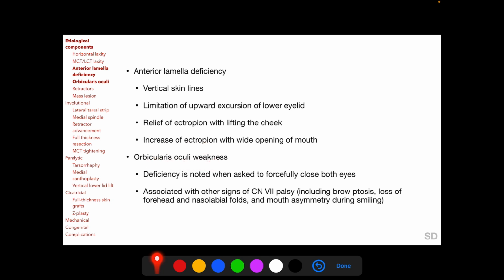Orbicularis oculi weakness is also another important cause of ectropion, which is called paralytic ectropion. And since orbicularis oculi is responsible for closure of the eyes, the deficiency of orbicularis oculi action is noted by asking the patient to forcefully close both the eyes, and noting that either the patient is unable to completely close one or both the eyes, or there is apparent asymmetry in the force generated by the orbicularis oculi between the two eyes, and this is associated with other signs of 7th cranial nerve palsy, including brow ptosis, loss of forehead and nasolabial folds, and asymmetry of the mouth during smiling.